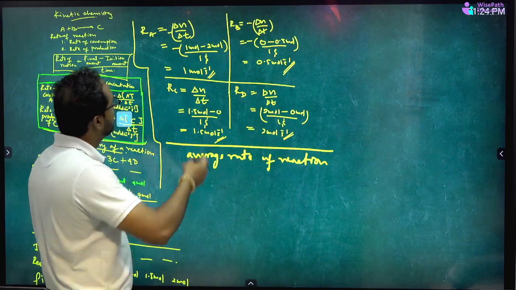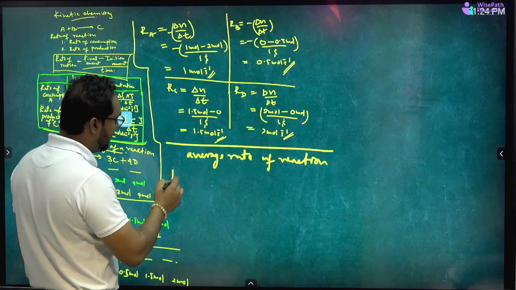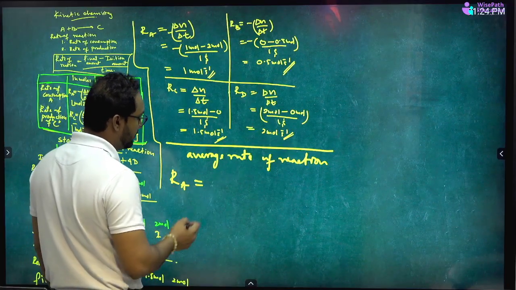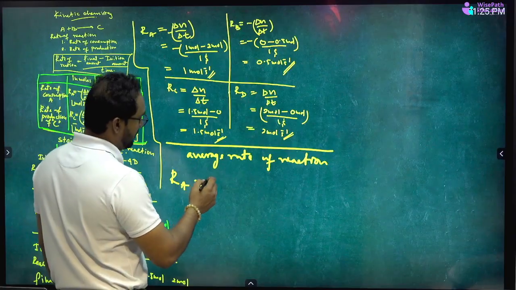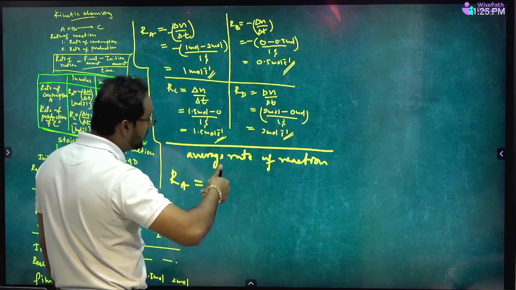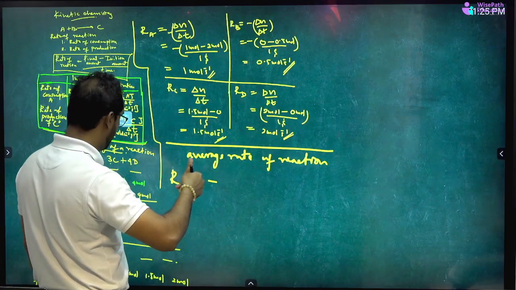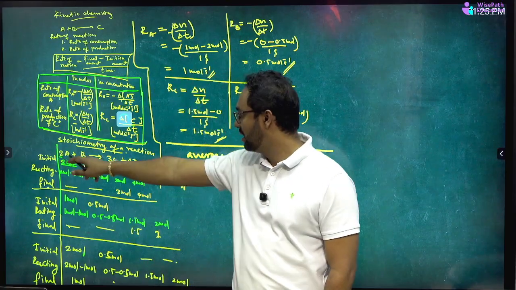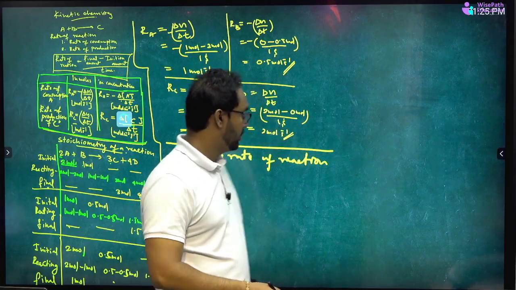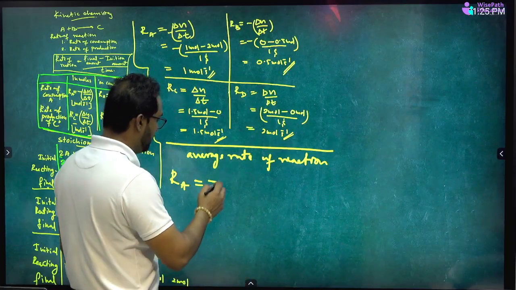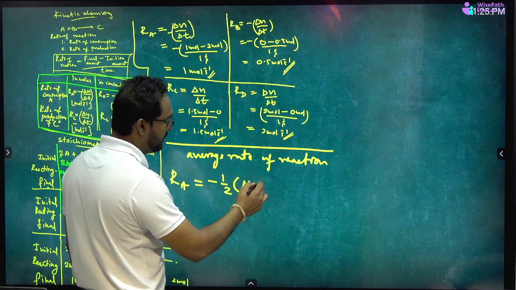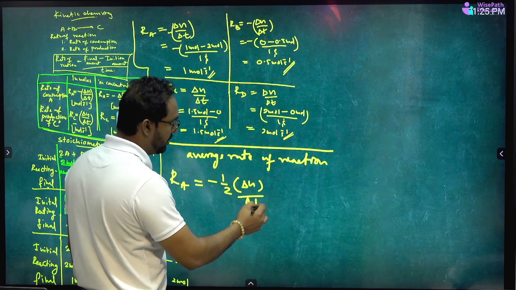So as an example, if it is Ra, what do you do? Minus, you reciprocal the stoichiometry. What is the stoichiometry of A? It is 2. So you put 1 over 2, delta N over delta T. Get it?